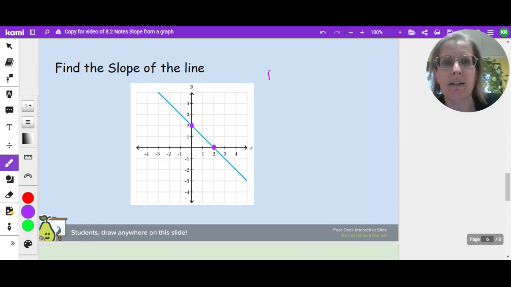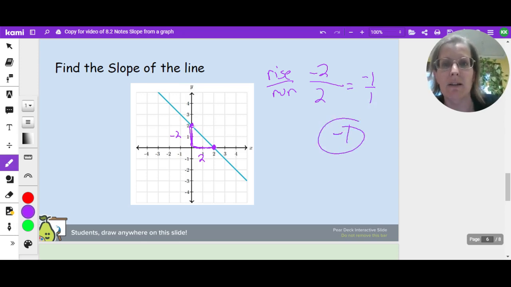For a negative slope, it is still rise over run, but this time it goes down. So it goes down 2. But first I should draw my triangle. So how do I get straight there? Go straight down, straight over. It goes down 2 and over 2. So my slope is negative 2 over 2, which will be negative 1 over 1, which is the same thing as negative 1. So every time it goes down 1, it goes over 1.